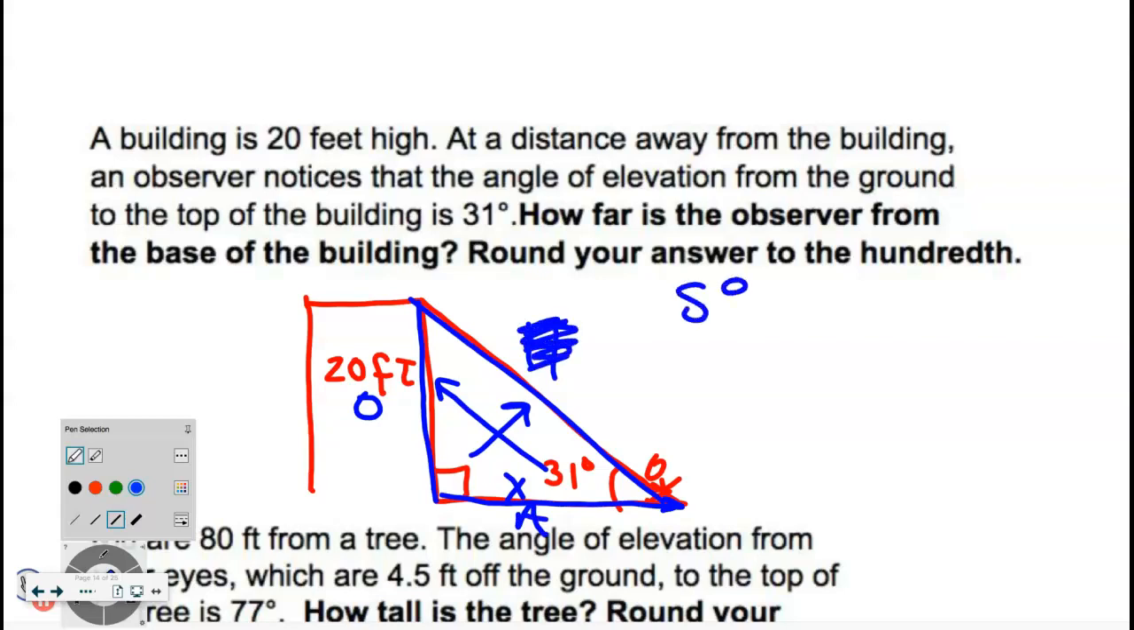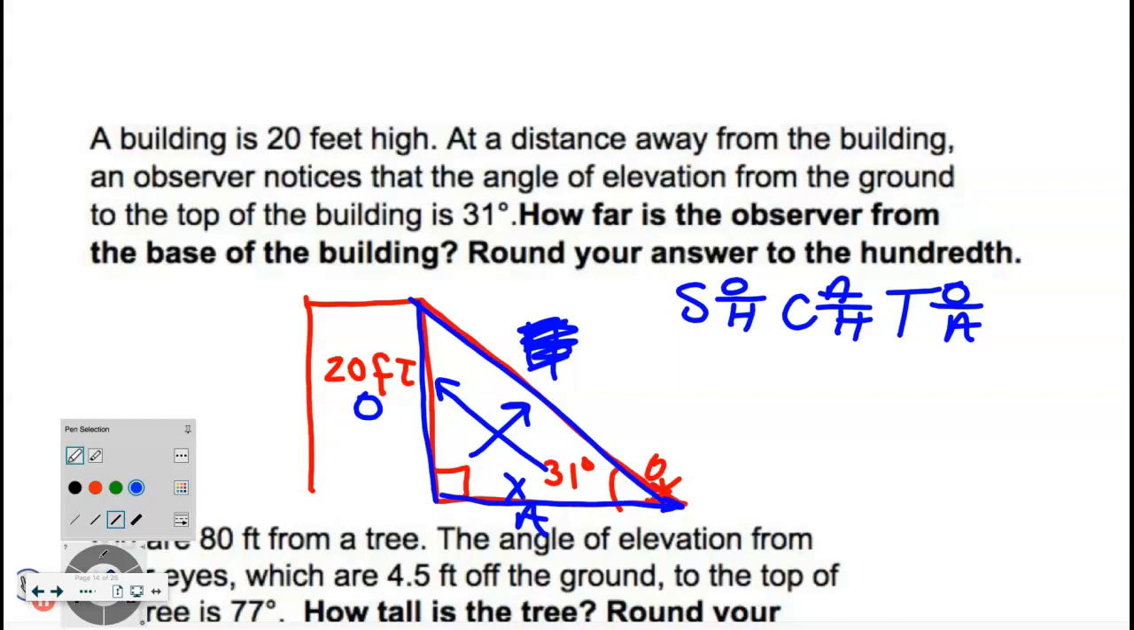And then we have to decide which one of these we're going to use to figure out how far the observer is from the building. Which one would it be? This is tangent again. Actually, in the real world, tangent is the one that gets used the most because this is in the air, right?